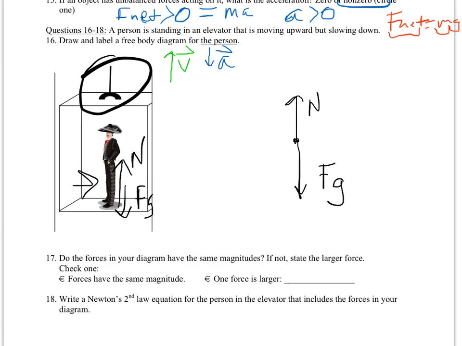Do the forces in your diagrams have the same magnitude? If not, state the larger force. Well, there is an acceleration. The person's slowing down. There is an acceleration. So one force has to be larger. Now, which one? Well, the acceleration points down because slowing down would mean you're accelerating opposite your velocity. So your acceleration is opposite your velocity. To make me accelerate downward, my downward force has to be bigger. So there would have to be a net force down, and the only down force is weight. So Fg is the bigger force.